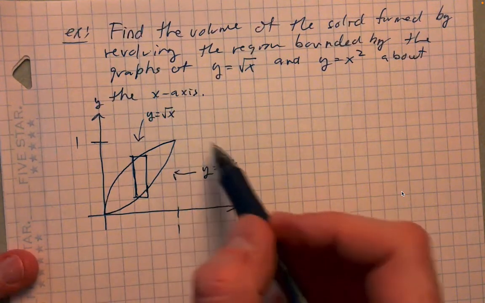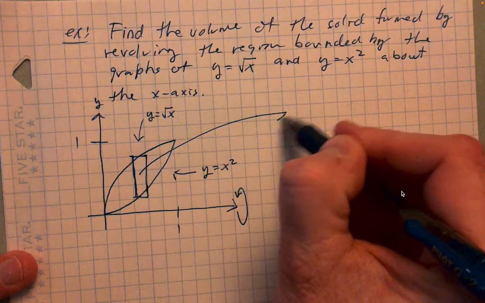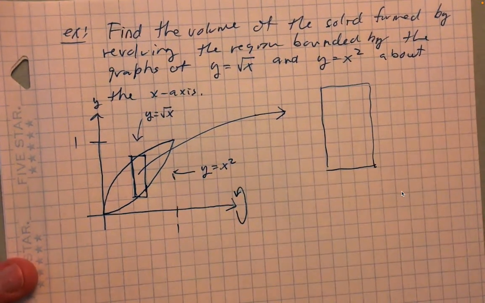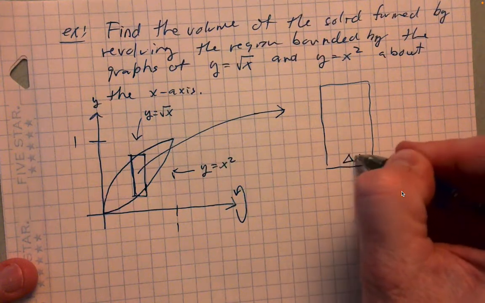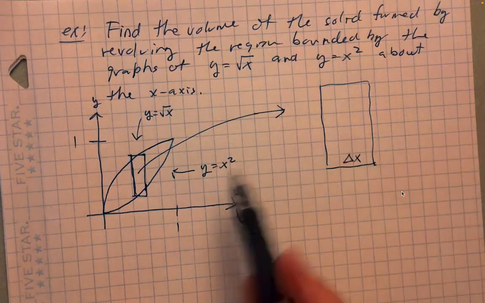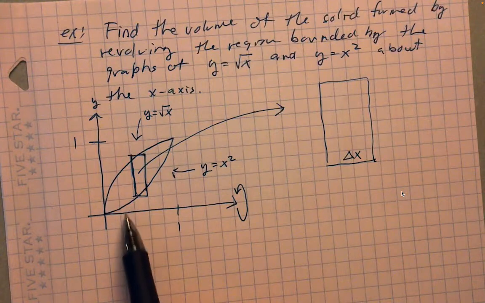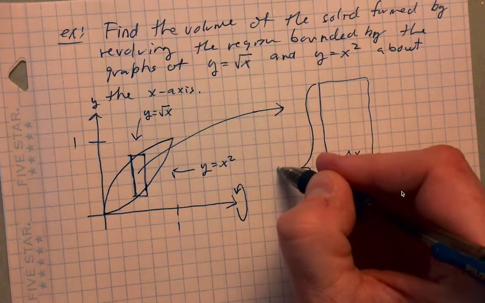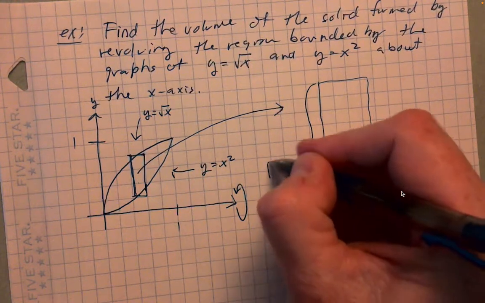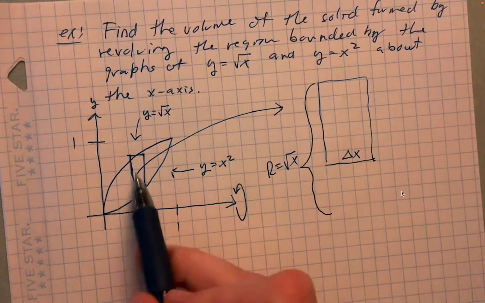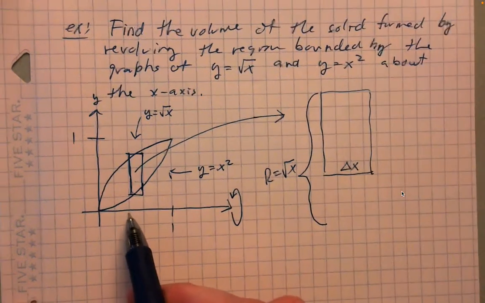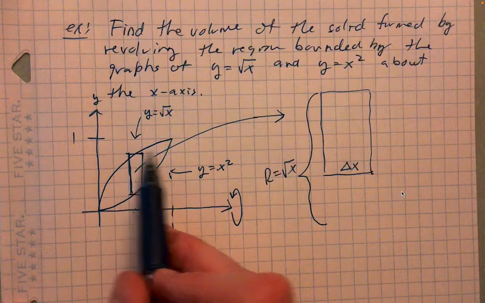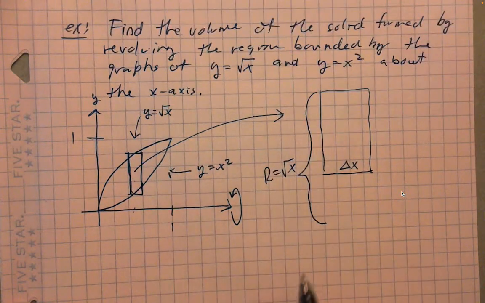And yeah, I'm just going to take that representative rectangle and blow it up over here. The width of that is going to be delta x. Now notice the rectangle is off of the axis of rotation. There's going to be some big R here, and that's going to be the square root of x. So the outer radius is going to come from the x-axis all the way up to the upper function, which is the square root of x. So that's big R.